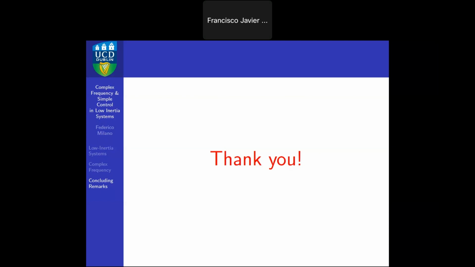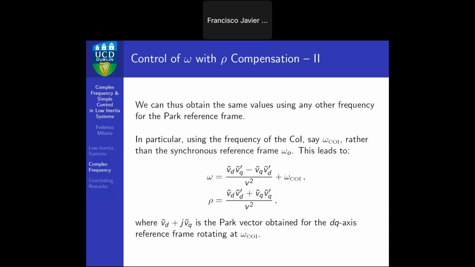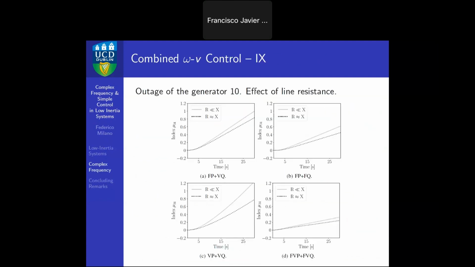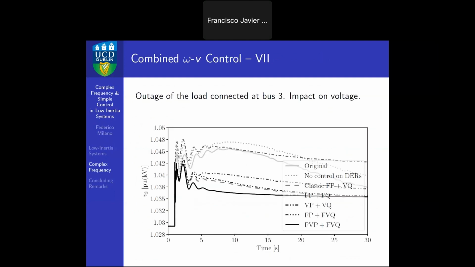Which one was there? It was the simulation for the system. Maybe the one with 100%. No, not that one. In some of these. Earlier, for combined.